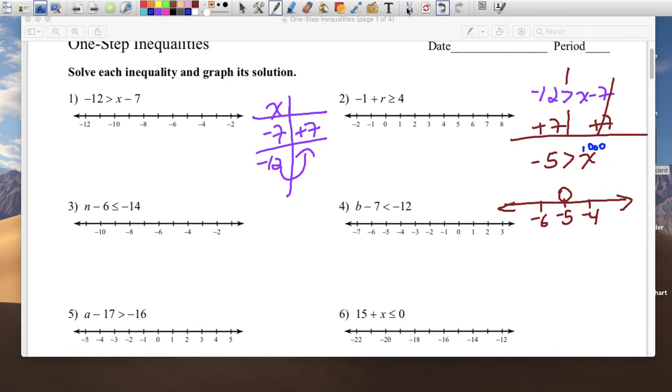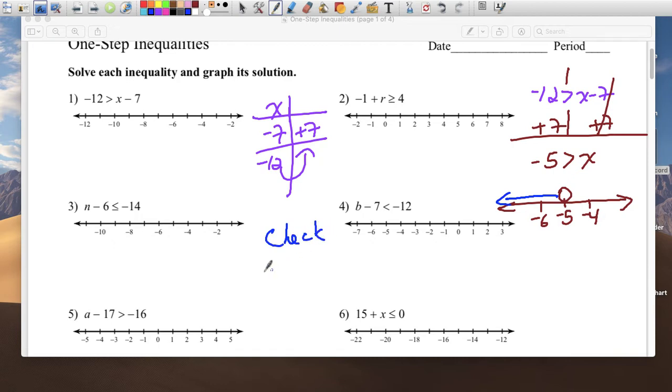So pick another one. I'm going to erase the 1,000 and pick 10, which is also on the right side of the circle, right? Is negative 5 greater than 10? No, it's not. So again, this is telling you that numbers on the right side are not going to work, but numbers on the left are going to work. So any number to the left of negative 5, when I replace it in the original inequality, will make that inequality true.